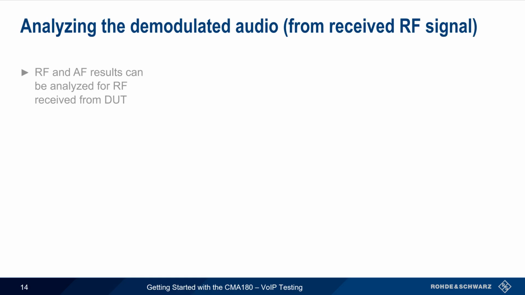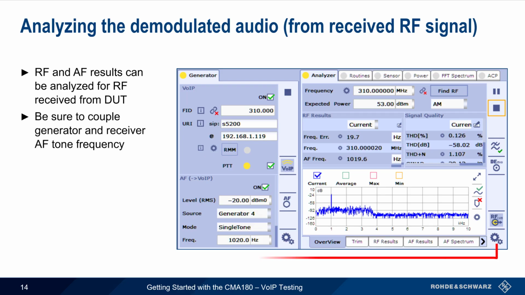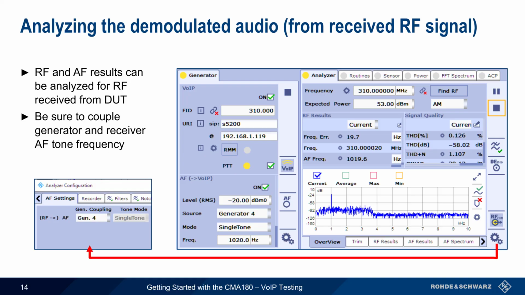Assuming the DUT receives VoIP packets and uses them to modulate an RF carrier, the CMA can simultaneously analyze this RF carrier and the demodulated audio. In the interest of time, we won't cover these measurements in detail in this presentation, so please see the separate presentation, Getting Started with the CMA180 Transmitter Measurements, for more details. Also note that coupling the generator and receiver AF tone frequency is highly recommended, especially when not using the default value of 1000 Hz. This can be done under Analyzer Configuration, AF settings.